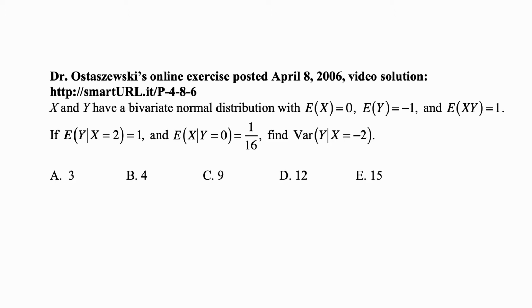Here's the problem for today for exam P on probability. X and Y have a bivariate normal distribution with mean of x equal to 0, mean of y equal to -1, and the expected value of xy equal to 1. If the expected value of y given that x is 2 is equal to 1, and the expected value of x given that y is 0 is 1/16, find the variance of y given that x is -2.